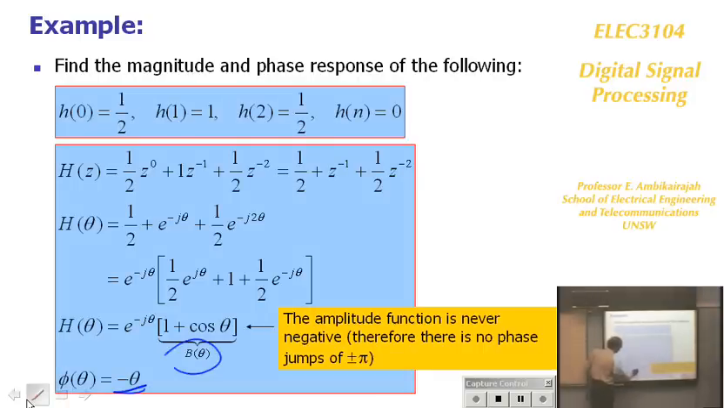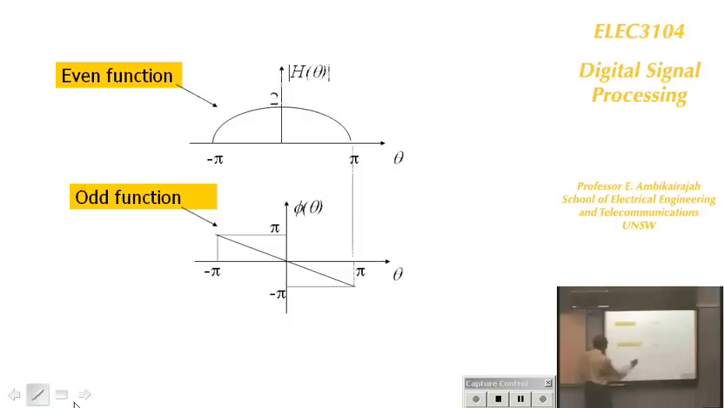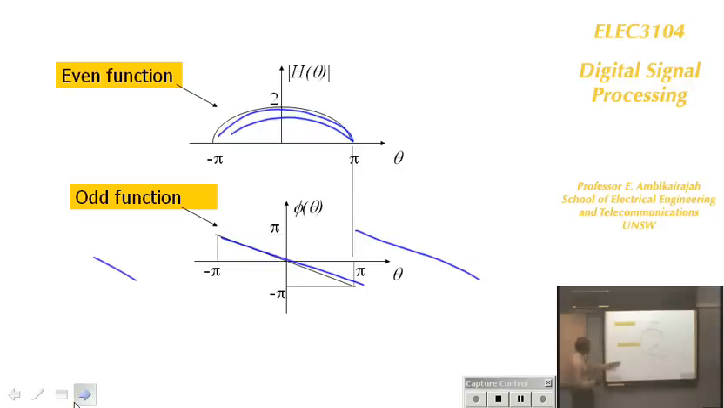But during the region I want, up to pi, it is always positive. Therefore, there's no phase jump. It goes in a straight line. There's no phase jump at all for me. It just goes from there, and then outside it'll go in parallel. They're just duplication. Even function means it's symmetrical. Odd function is not symmetrical.